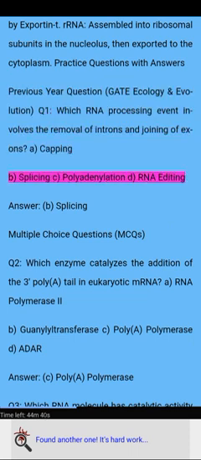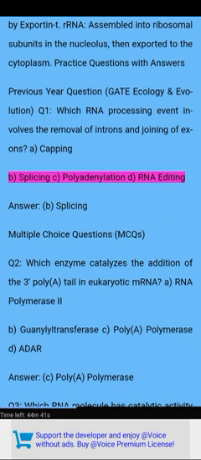A. Capping. B. Splicing. C. Polyadenylation. D. RNA editing. Answer: B. Splicing. Multiple choice questions, MCQs.